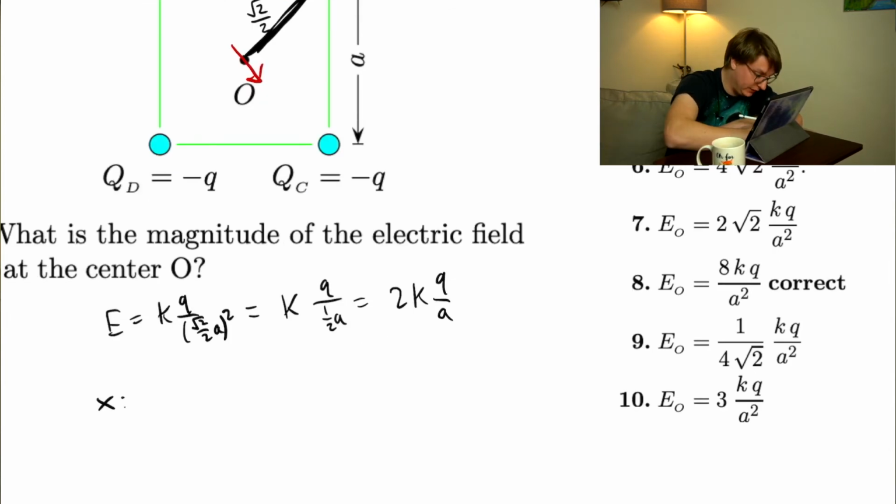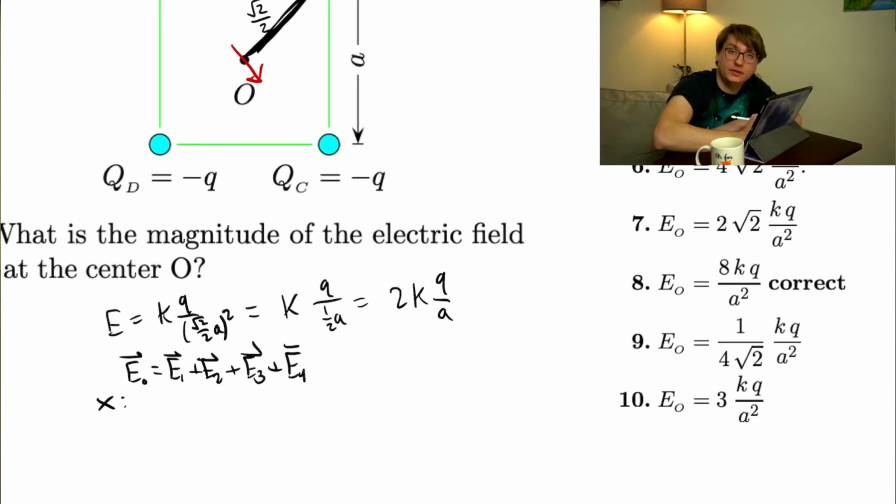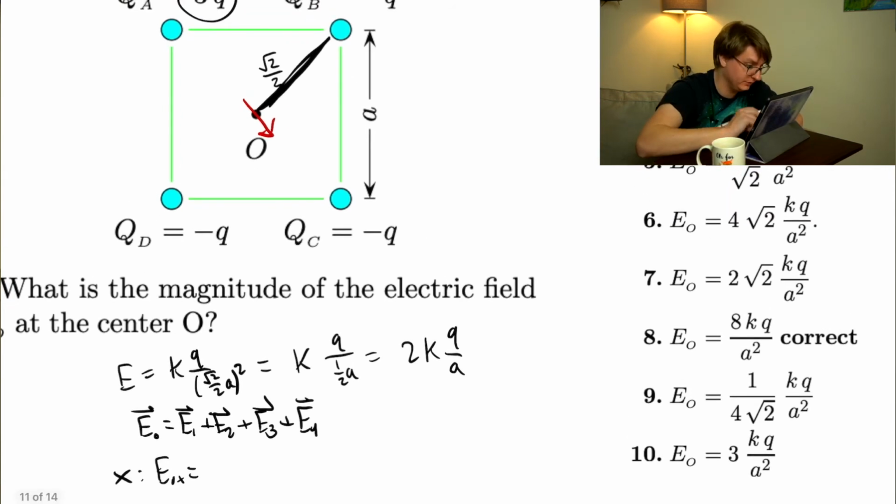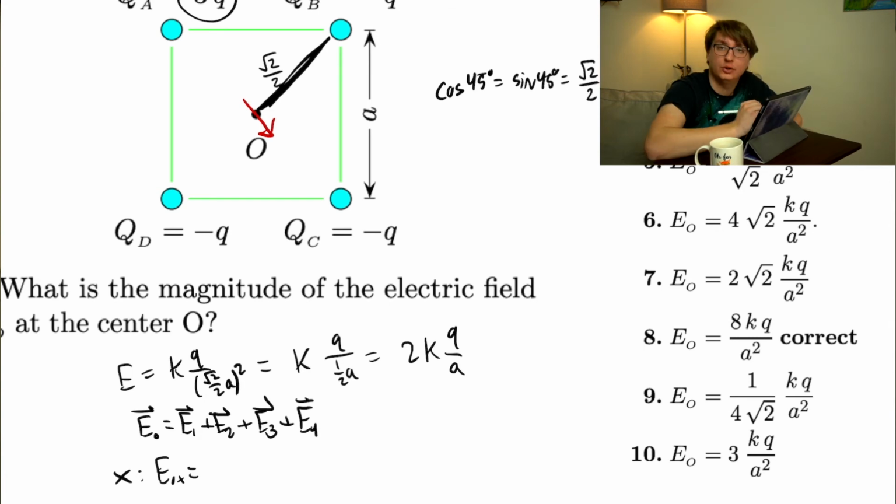So again, what we're really doing is E0 equals E1 plus E2 plus E3 plus E4. Okay, and that's it. But we just take that equation and we take the X and Y components of that. So for E0, the X component looks like, what is E1 doing? Turns out, if you didn't know, cosine of 45 degrees is the same as sine of 45 degrees, and that's also equal to square root of 2 over 2.